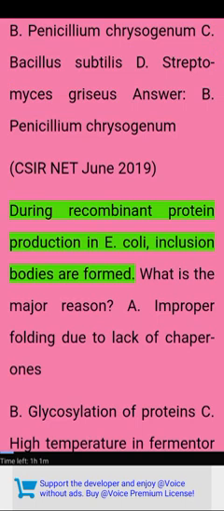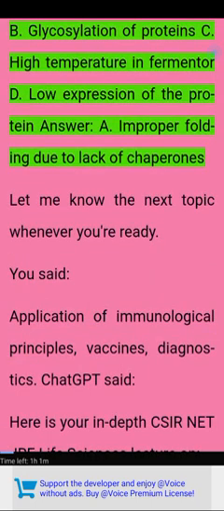During recombinant protein production in E. coli, inclusion bodies are formed. What is the major reason? A. Improper folding due to lack of chaperones. B. Glycosylation of proteins. C. High temperature in the fermenter. D. Low expression of the protein. Answer: A. Improper folding due to lack of chaperones.